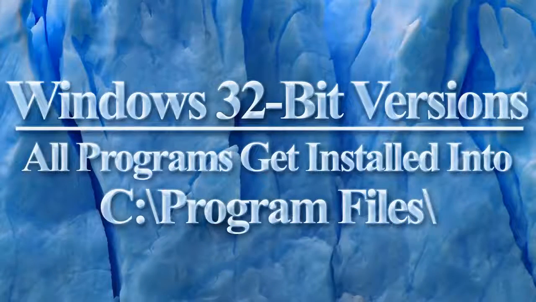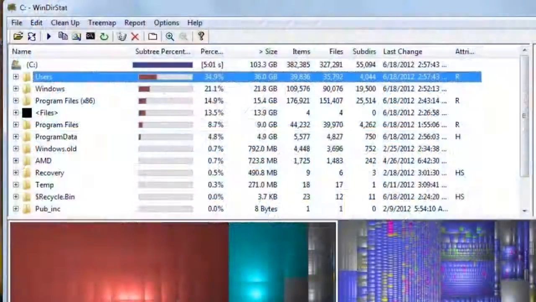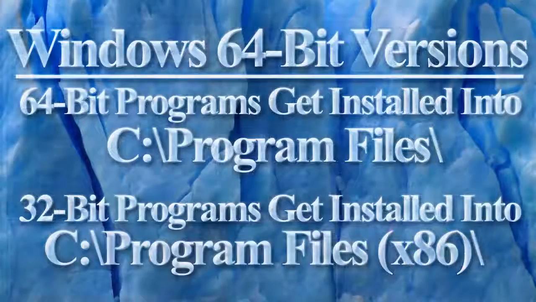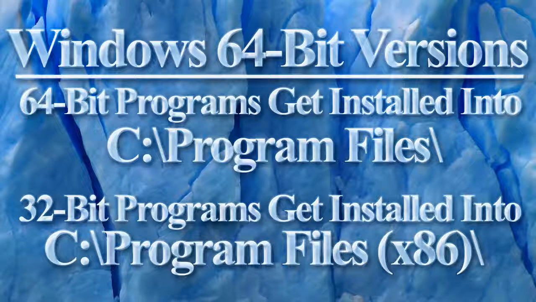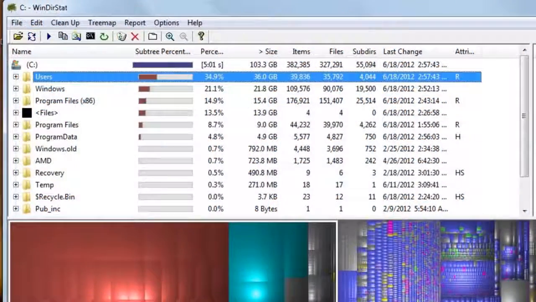If you have an older 32-bit version of Windows, you only have one Program Files folder called Program Files. This is where every program you install gets installed. If you have a newer 64-bit version of Windows installed, you have a Program Files folder that now contains the 64-bit version of programs. And you also have a Program Files x86 folder where the old-style 32-bit applications get installed.